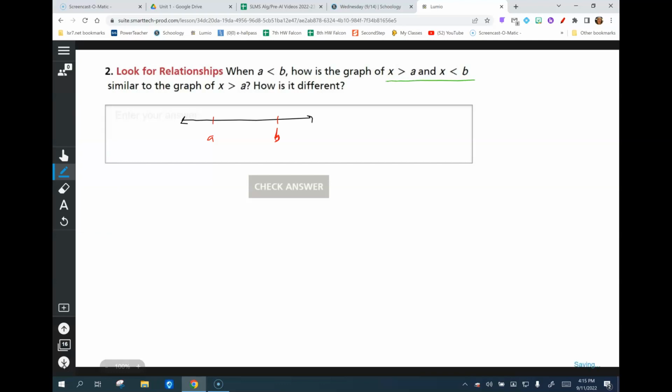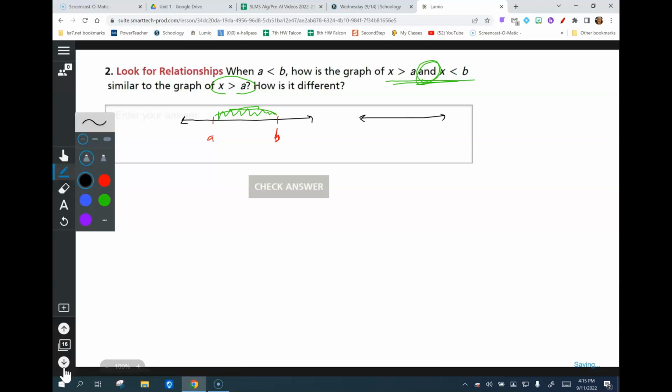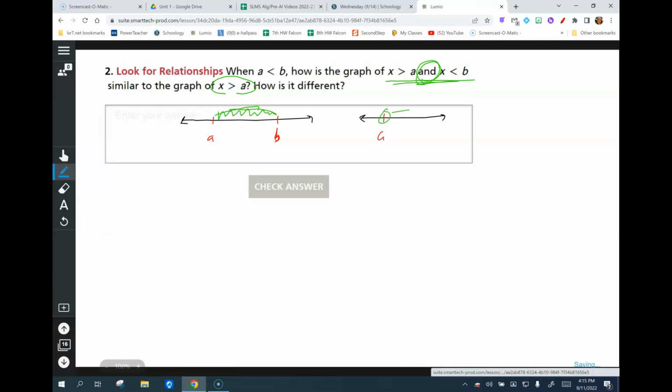So now it's saying, how are these graphs different? If I did this one, that's an and, so it'd be the stuff in between. If x is greater than A, that would be this way. x is less than B, it'd be this way. So this graph right here would be the stuff in between. Then it wants to know how does that compare to x is greater than A. So draw that inequality. And for that one, it would just be A, and it would be an open circle on A going off to the right.